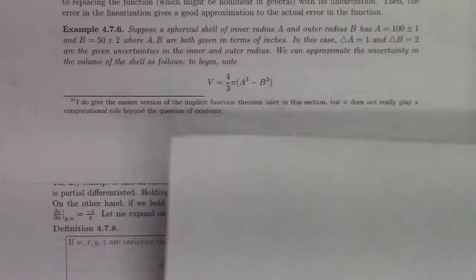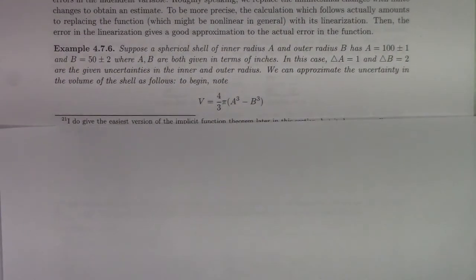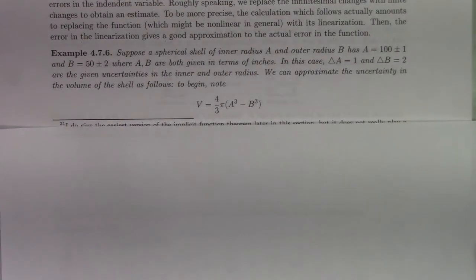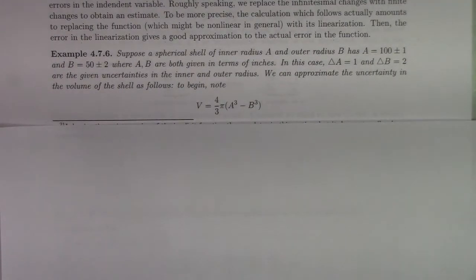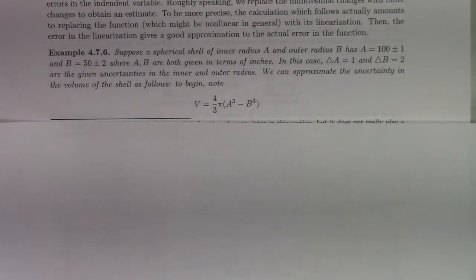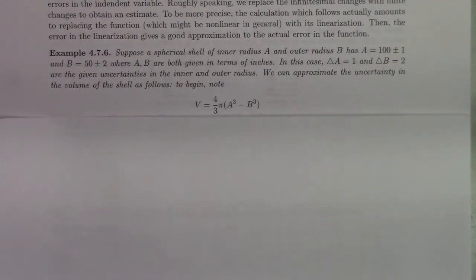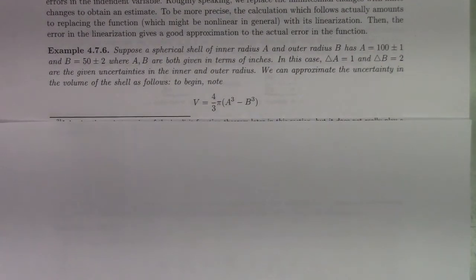Here's an application, example 4.76. If you think about a spherical shell of outer radius a and inner radius b, the volume is 4/3 pi (a cubed minus b cubed). And if you take the differential of that, that gives you a way to approximate, like if you knew the outer radius and the inner radius approximately, plus or minus a value, you could figure out your uncertainty in the volume of the shell using the differential, and that's what I do in this example here.